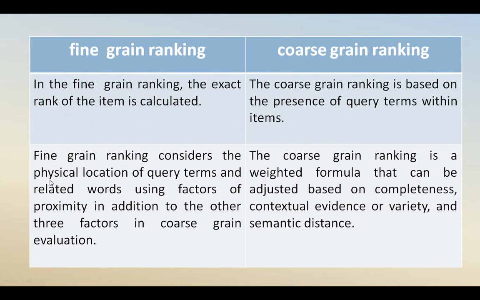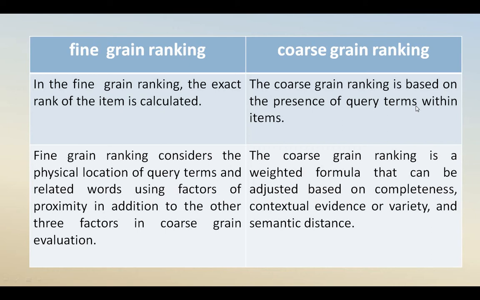Next, we see the differences between fine grain and coarse grain rankings. What are the various differences between them? In the fine grain ranking, the exact rank of the item is calculated, whereas the coarse grain ranking is based on the presence of the query terms within the items. So, the exact rank of the item: whether the particular item is present or not, if it is present, then the ranking can be calculated. How many times it is present, what are the items relevant to it, everything will be calculated based upon the ranking. But coming to the coarse grain ranking, it is based on the query terms.